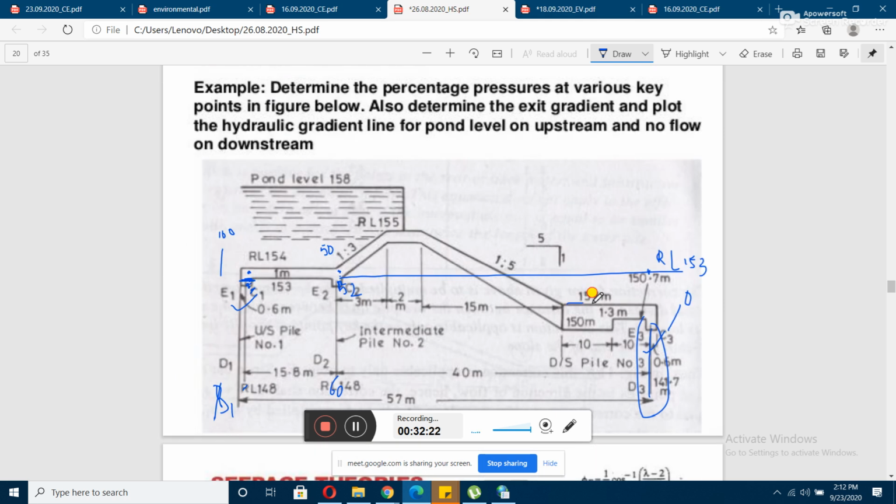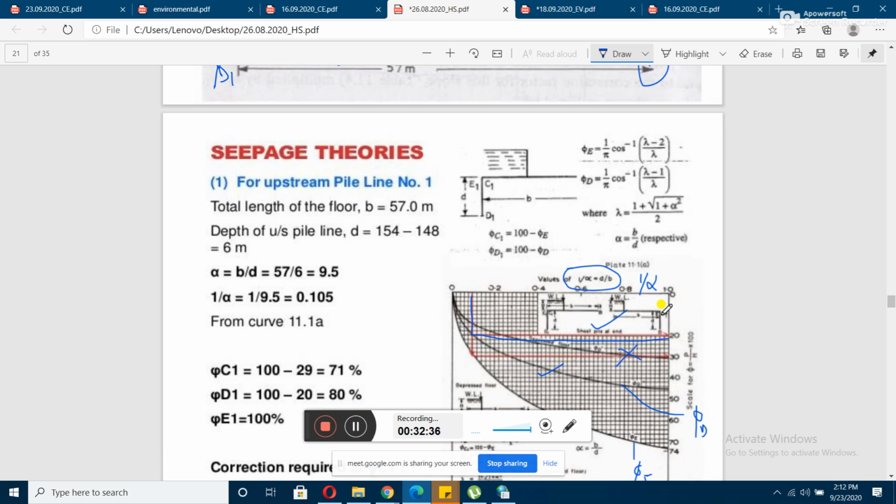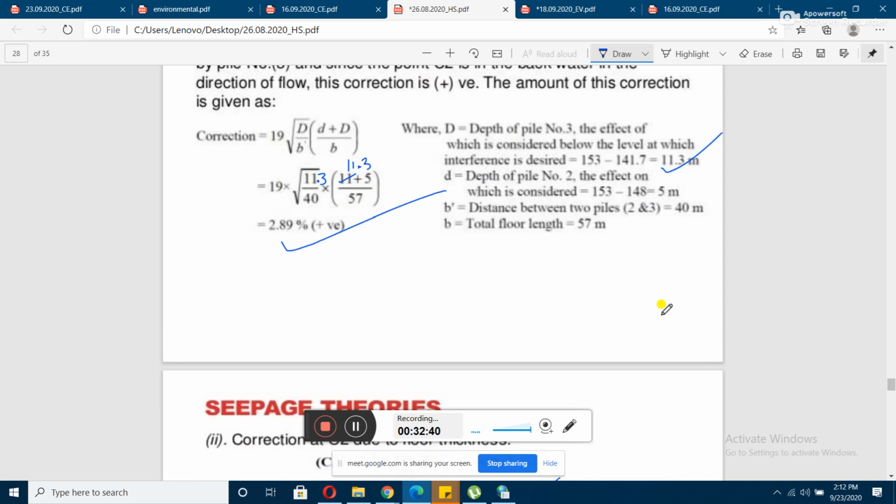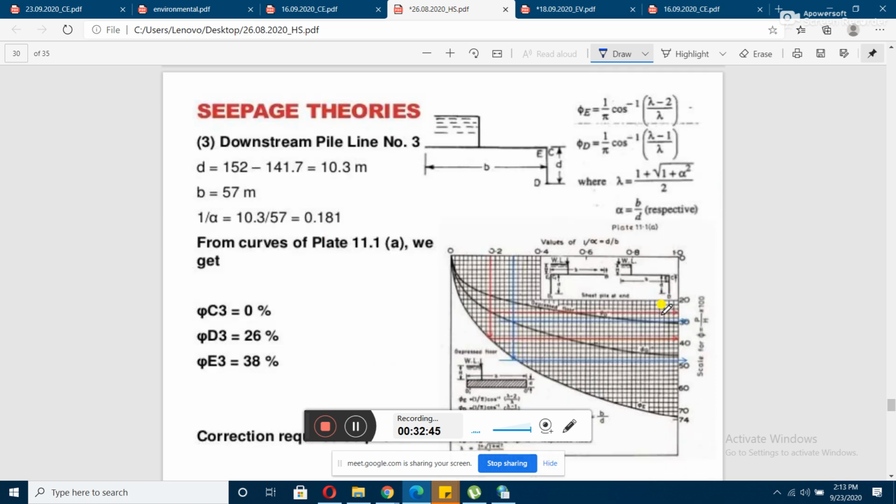So we will be taking this fiber as our reference. Okay, so there it turns out to be 152 minus 141.7. So you can see it is 10.3. Okay, so 10.3 is the depth of this pile. So from that you can easily get the values, either from the curve, from the graph you can find out, or also from the formulas you can find out. Okay, so here you can see that it has been done from the graph itself, right? Yeah, you can do it by the formula also.